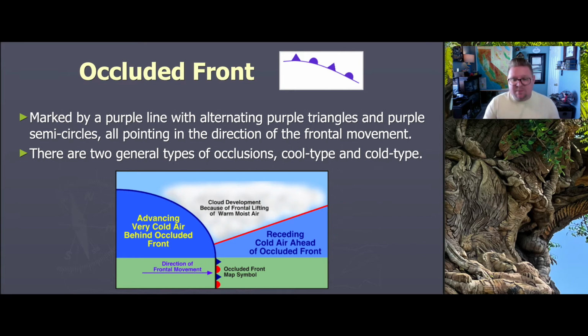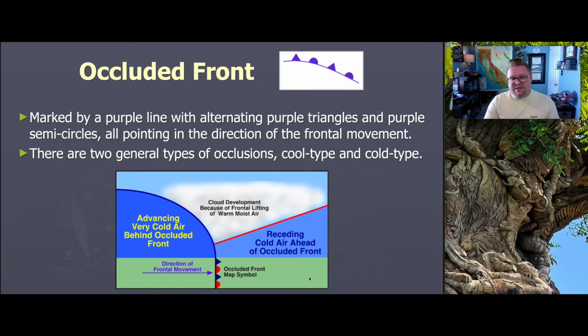Just by observing this diagram, we're seeing that we have the advancing very cold air, and then we have a receding cold air ahead. So it's not quite a warm air. It's more of a cold front, a colder front moving into a cold front. So that's why it's considered occluded, because it's a mixture of two different types of temperatures. So it's not technically a warm front, but it's warmer than, if you know what I mean.